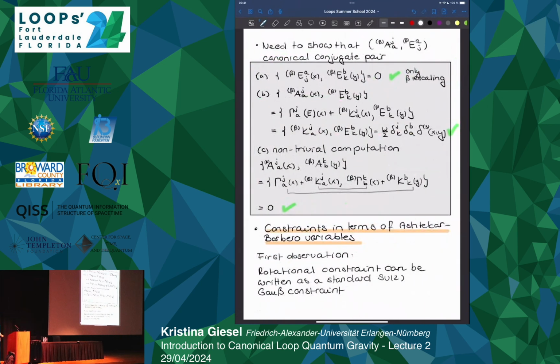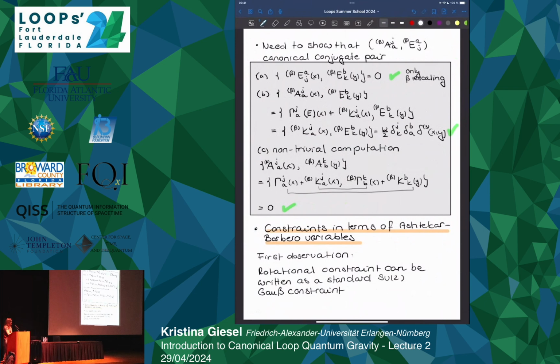Now the non-trivial computation is to consider the Poisson bracket of two Ashtekar-Barbero connections, because as you see, you have the spin connection in both entries, and you have the K variable in both entries, which give non-trivial contributions. So it's a long and tedious computation, but you can finally show that the Poisson bracket is also vanishing. So this means it's indeed a canonical transformation, and we can use this as our new set of variables.